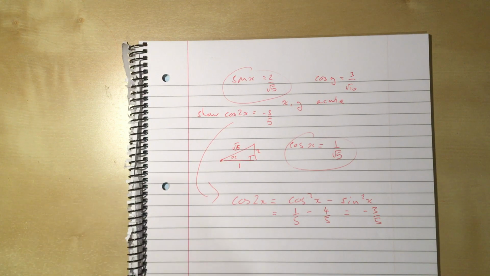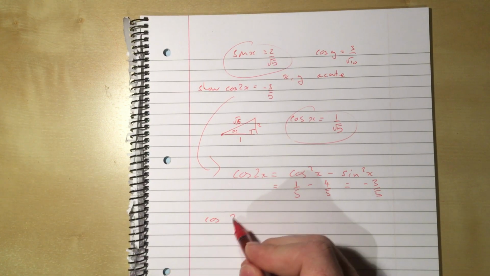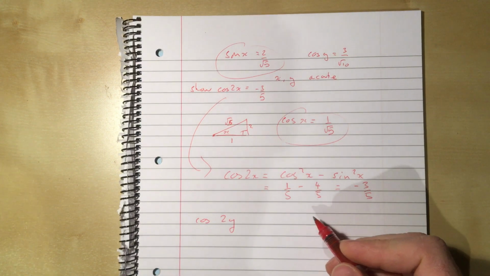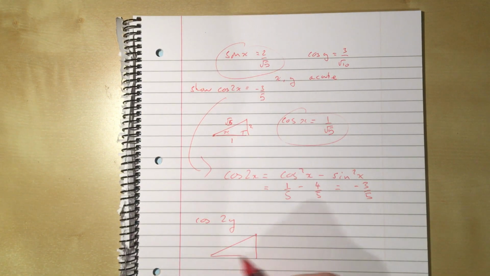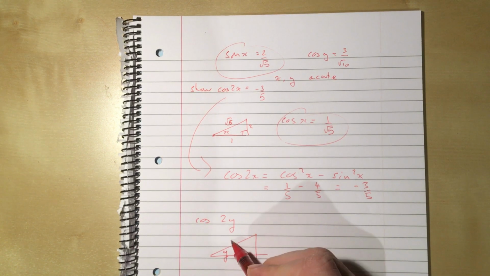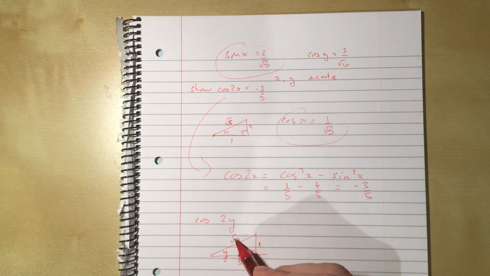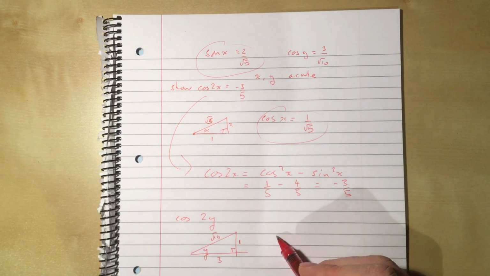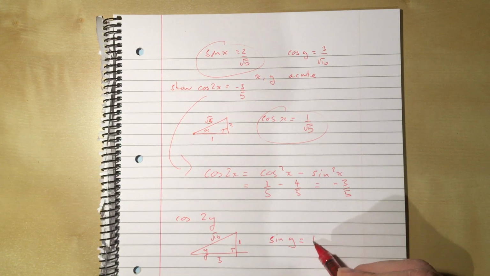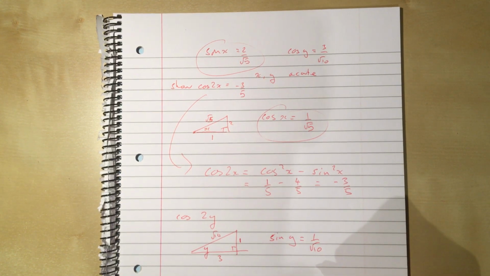The second part is asking for the value of cos 2y. Same thing: if I draw angle y, 3 and root 10 are these sides here. That would make this a length 1 again by Pythagoras' theorem. Root 10 squared is 10, 3 squared is 9, 10 take away 9 is 1. So sin y is 1 over root 10.